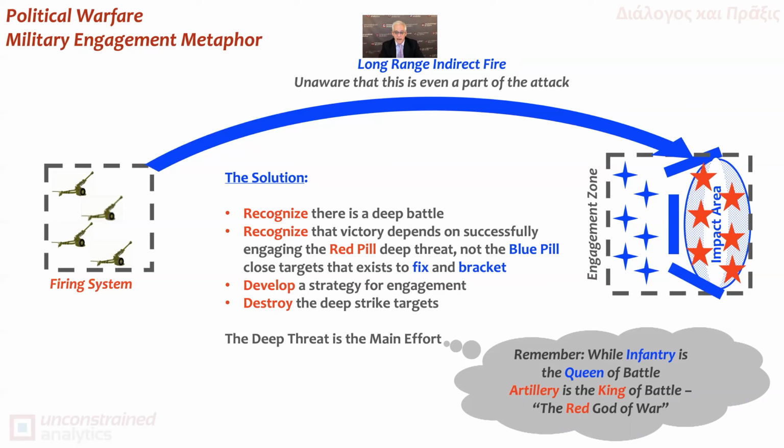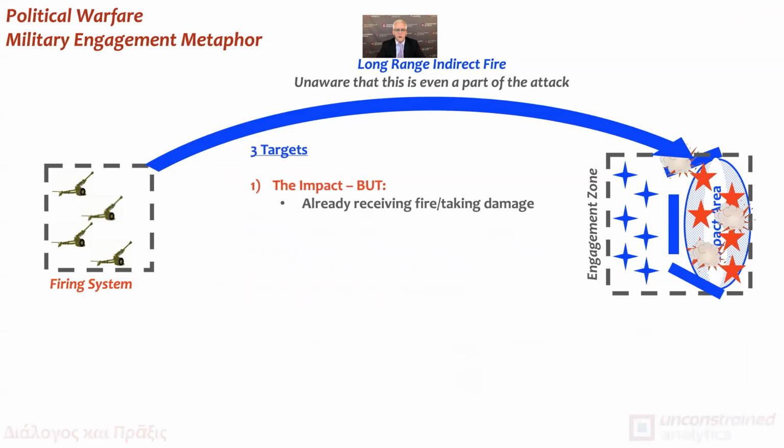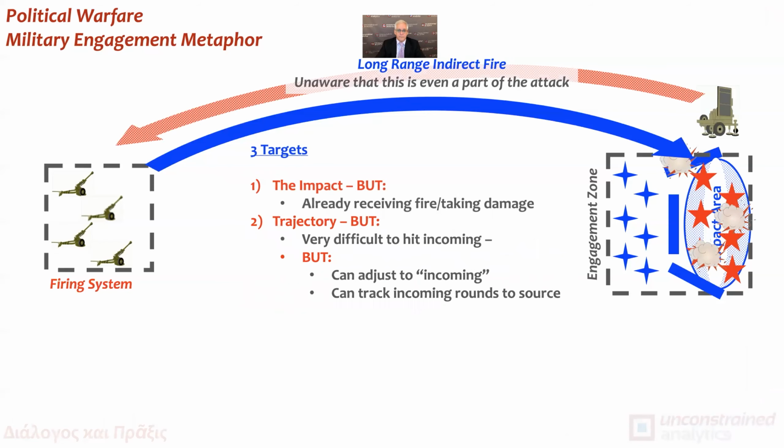And also remember this. While infantry in the engagement zone is the queen of battle, artillery is the king of battle, the red god of war. So, what are the targets? Well, it's the impact zone, but guess what? You're already receiving fire, you're taking severe damage. How about the trajectory? It's very difficult to hit incoming rounds, virtually impossible, really. But you can adjust to incoming, and you can track incoming rounds to the source. That's why I want to point out that little greenish thing you see up there is a counter battery radar.